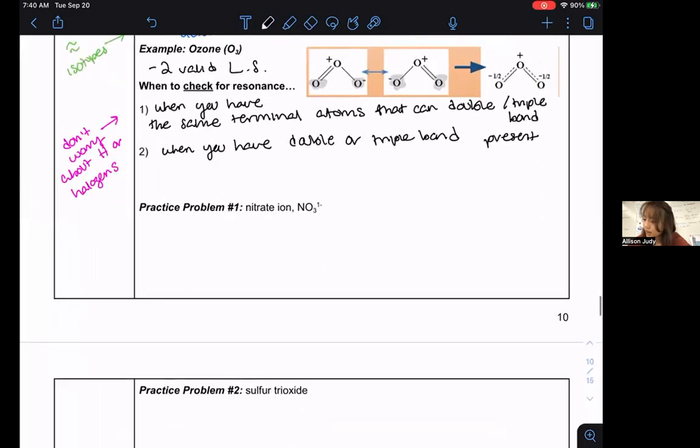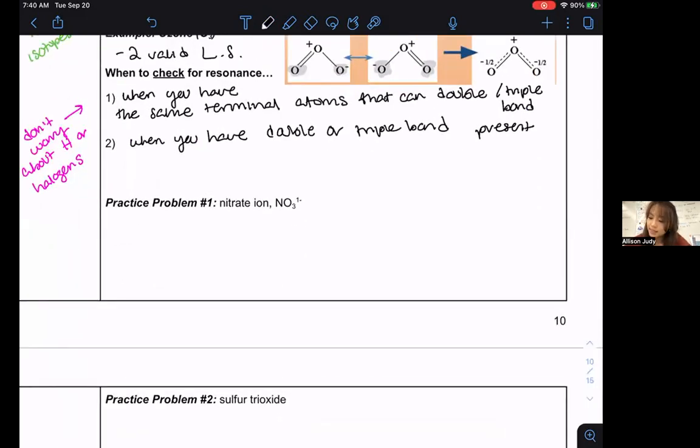So let's look at an example. Let's do the nitrate ion, NO3, 1 minus. We should have done enough practice with Lewis structures by now, so I'm just going to draw the elements. You would have gotten something like this. Oxygen, right? And actually, I'm going to draw it this way. It's just kind of a convention to draw it this way.